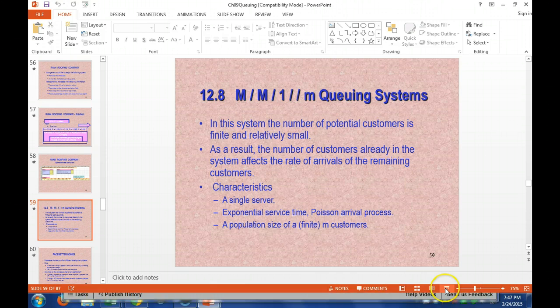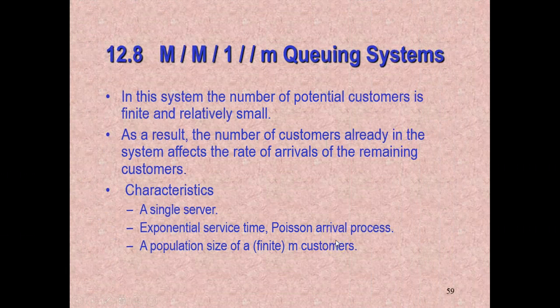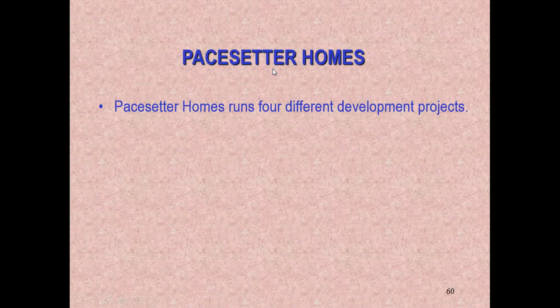Let's look at this one. In this system, the number of potential customers is finite and relatively small. As a result, the number of customers already in the system affects the rate of arrivals of the remaining customers. So we have an M/M/1/infinity, which means infinite system size. But we're going to have a variable here, meaning a finite population size. So let's look at this example.